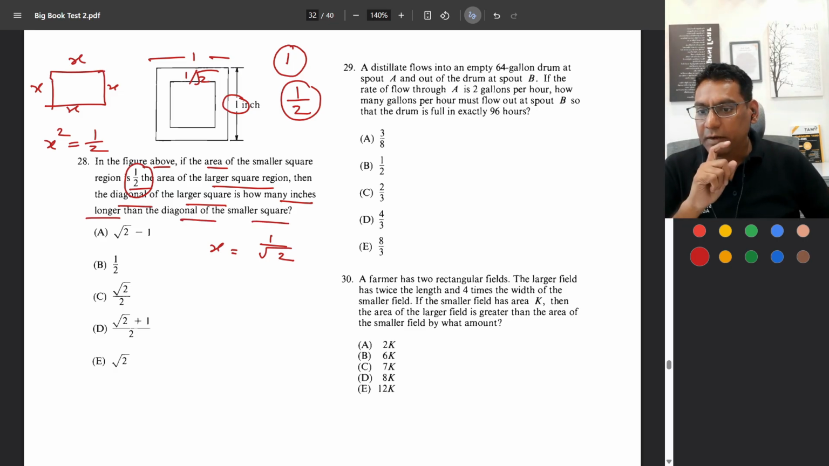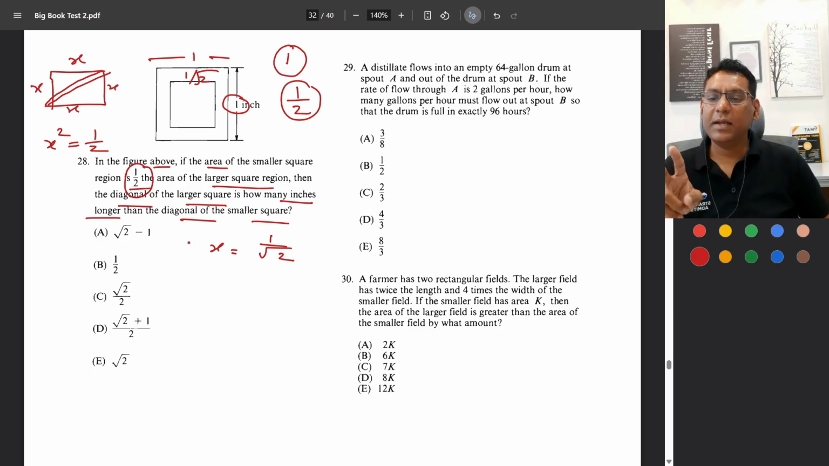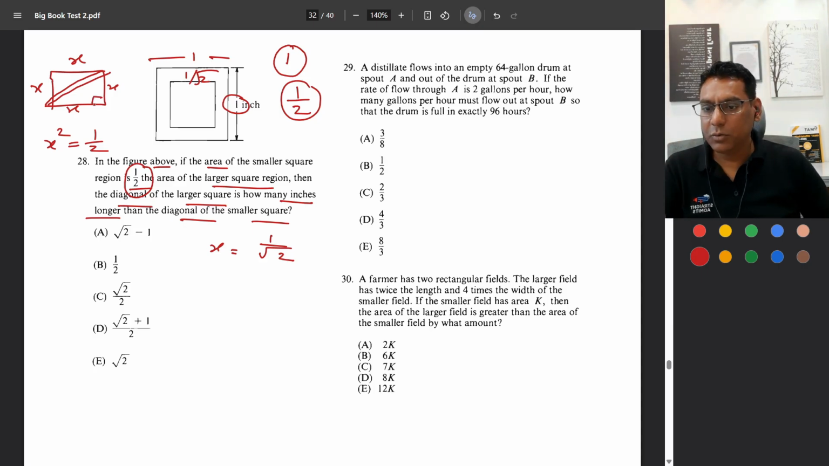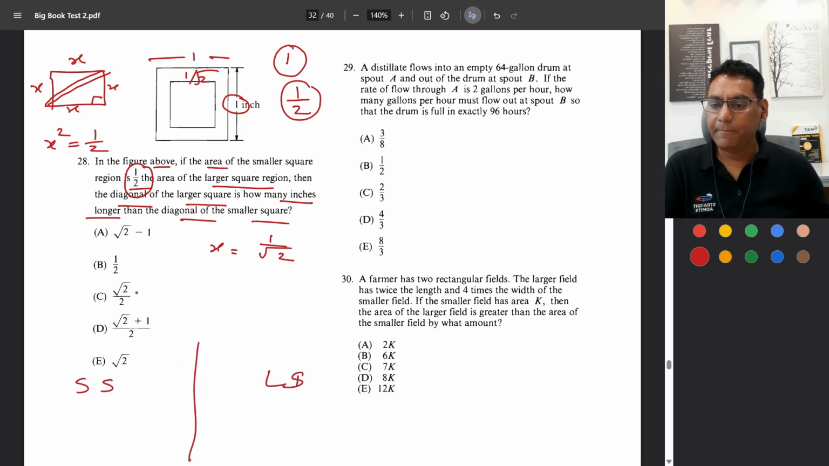Okay, let's first find out the diagonal of the smaller one. The diagonal of a square is root 2 times the side. If you don't know that, you can just use the Pythagorean theorem also. But let's do it with Pythagorean, for the smaller square first, then we'll do the larger square. For the smaller square, what is the diagonal? The diagonal square is side square plus side square. Correct. So what is side square? The side is 1 by root 2, so the side square is 1 by 2. Again side square is 1 by 2. So you get 1. So the diagonal is 1.